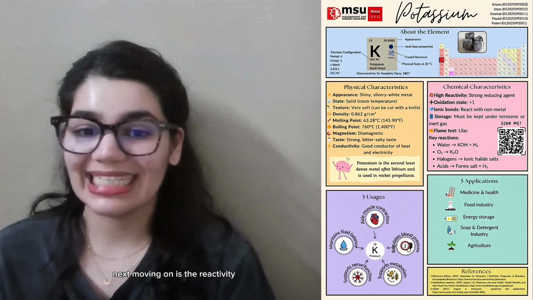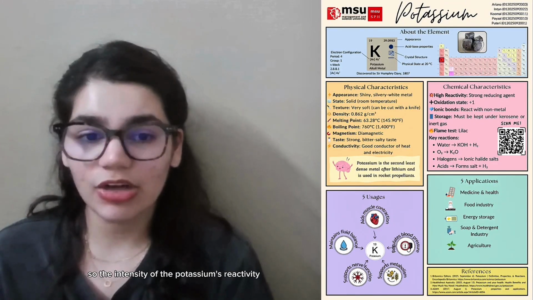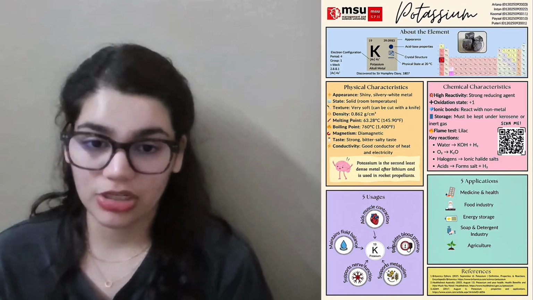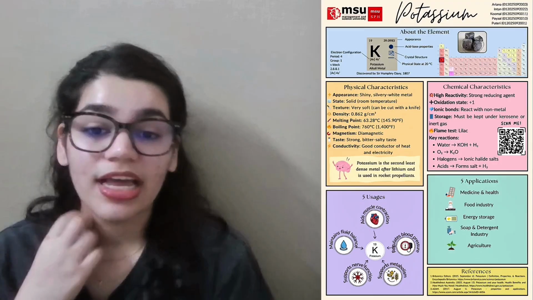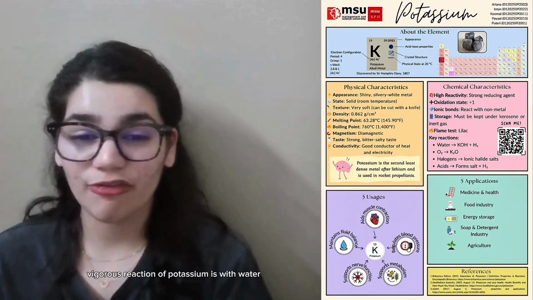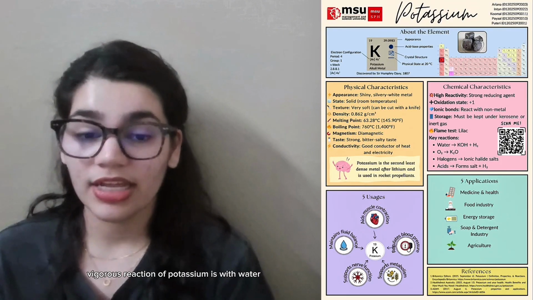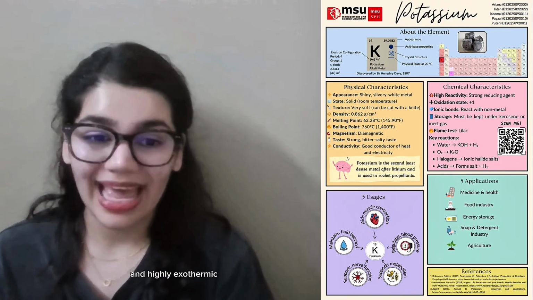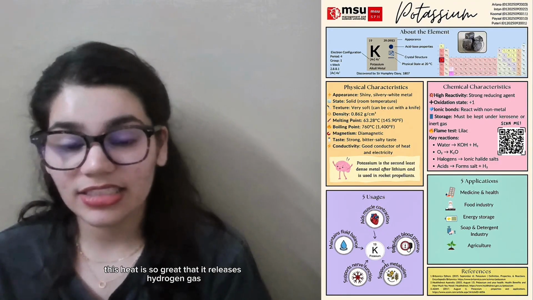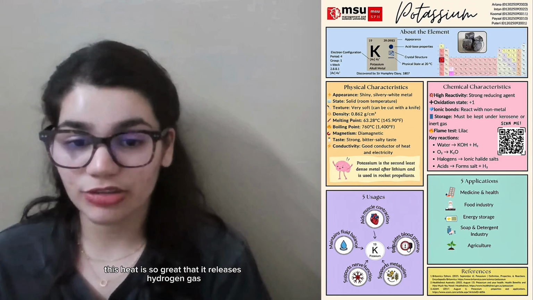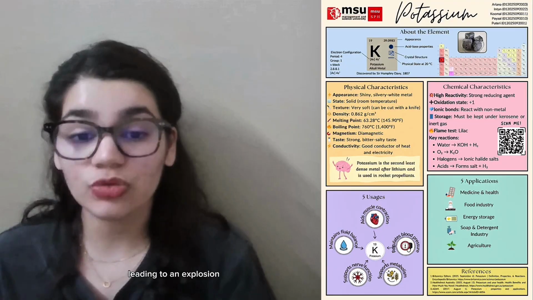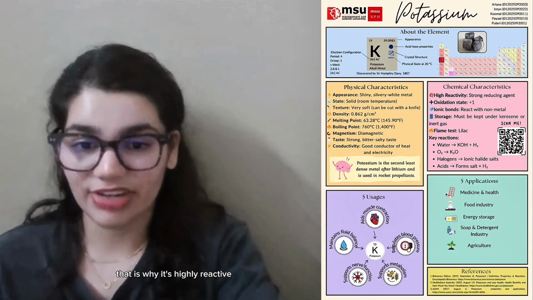Next, moving on is the reactivity. The intensity of potassium's reactivity is best illustrated by its key equations. These reactions demonstrate its role as a powerful electron donor. The most notorious and vigorous reaction of potassium is with water. This process is incredibly violent and highly exothermic, meaning it releases a massive amount of heat instantly. This heat is so great that the hydrogen gas released will spontaneously ignite, leading to an explosion. That is why it's highly reactive.